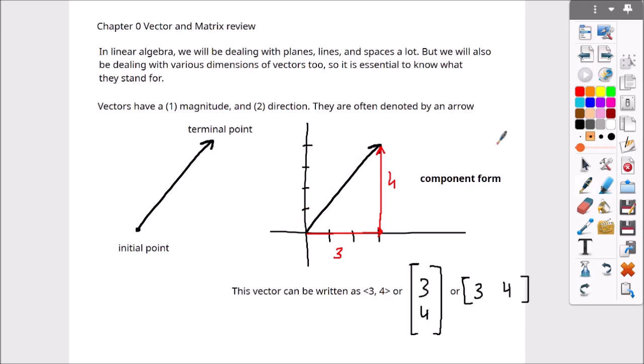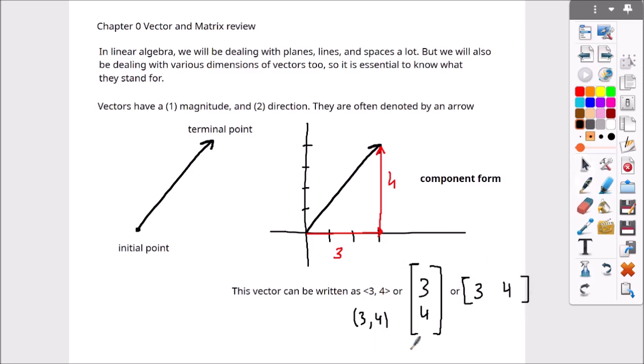We usually write these vectors in component form, not magnitude and direction. Of course, we can do magnitude and direction, but we're going to write it in component form usually. It can be written as 3, 4 like this, or with parentheses, or with angular brackets, or like this. The fourth option isn't really used often, and some textbooks may say that it's even wrong.